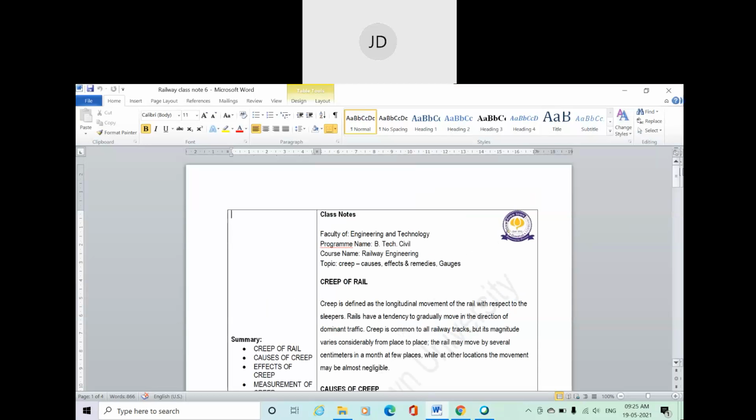So here you can see the topic name is given here, creep of rail. We're going to discuss what is creep, what is the cause of creep, what is the effect of creep on the railway movement, and what are the remedies. Not gods actually, it should be removed. We already discussed gods, right?